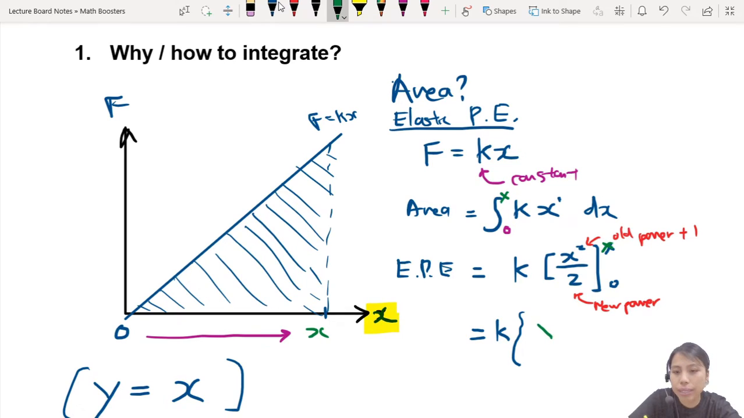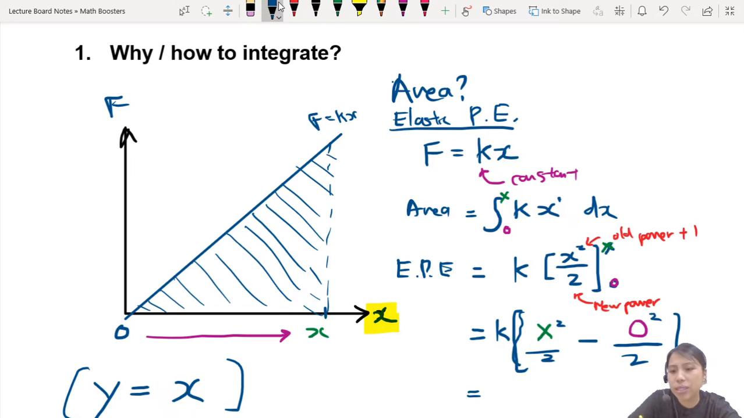So if I plug in my green x into the formula, it will be x squared over 2. Minus, what's the other one? 0. So you plug in 0. Let's call this a purple 0. 0 squared over 2. Okay, so I use my limits, I plug it in and I calculate.